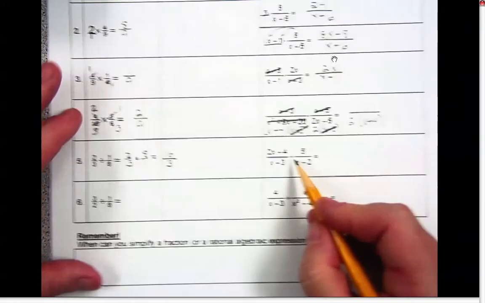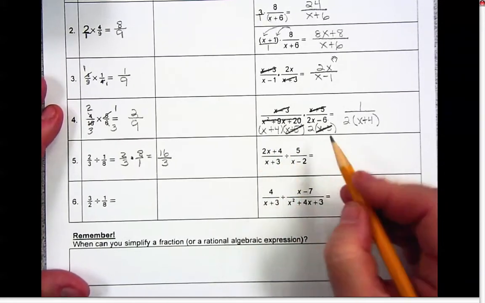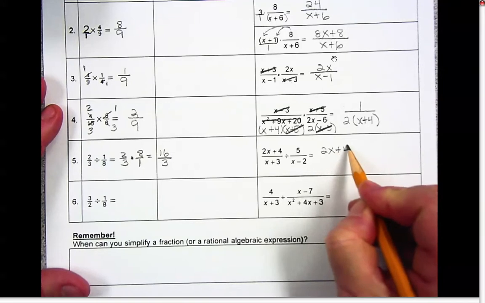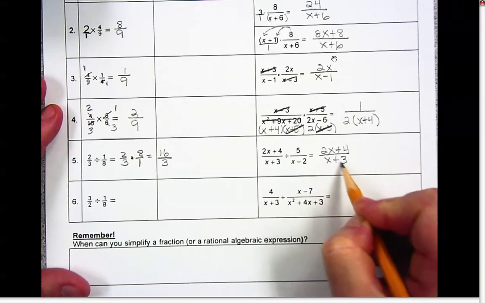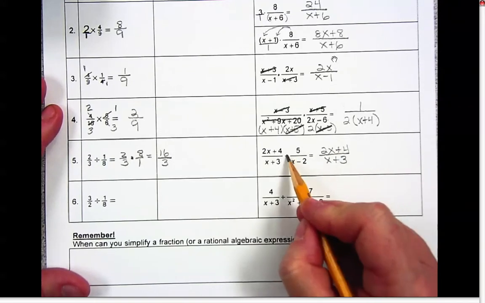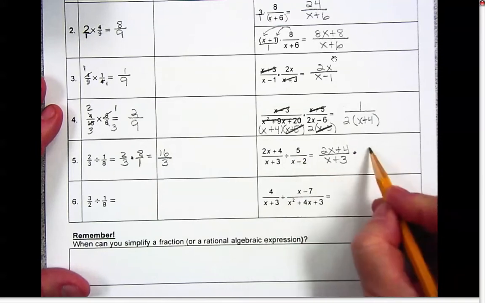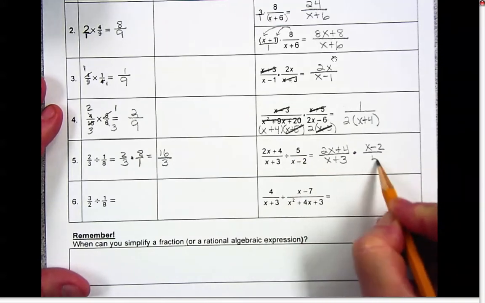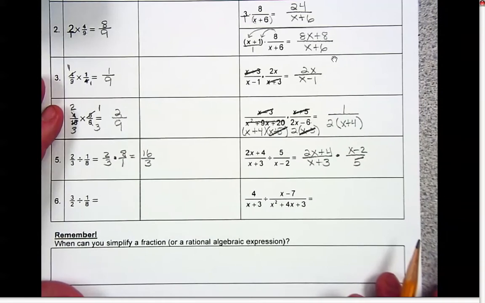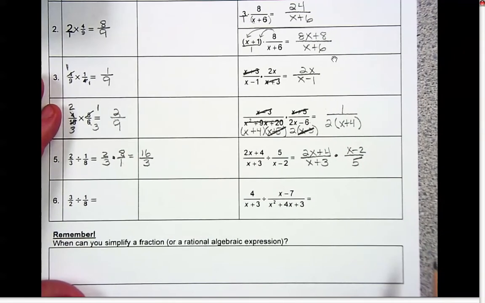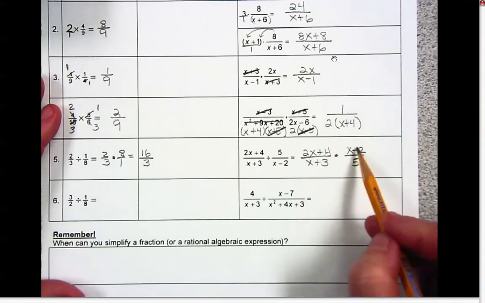So we're going to do the same thing here. We're going to keep the first fraction the same, 2x plus 4 over x plus 3. And then we're going to make this a times and then flip the second, x minus 2 over 5. And there's nothing that will cancel. Oh, maybe there is. No, there's not. So then we have to multiply straight across.